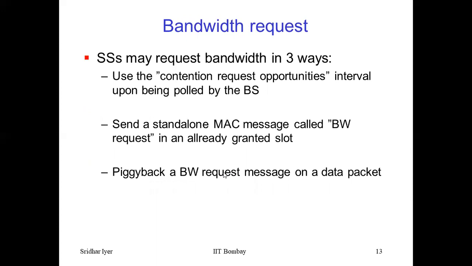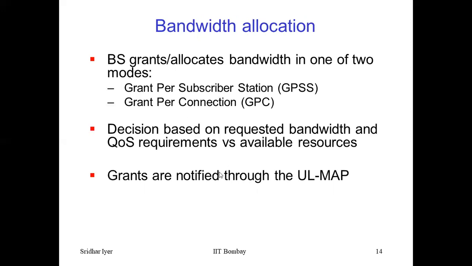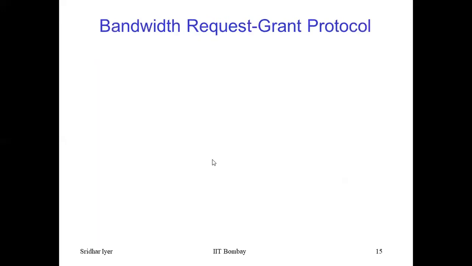Now for the bandwidth request: the SS may request bandwidth in three ways. Using a contention request opportunity, an interval upon being polled by the base station. Sending standalone MAC messages for a bandwidth request in an already granted slot. Or a piggyback bandwidth request in the message of a data transfer packet. For bandwidth allocation, the BS grants bandwidth in two modes: grant per subscriber station (GPSS) and grant per connection (GPC). The decision is based on requested bandwidth and quality of service requirements with available resources. Grants are notified through the UL MAP.